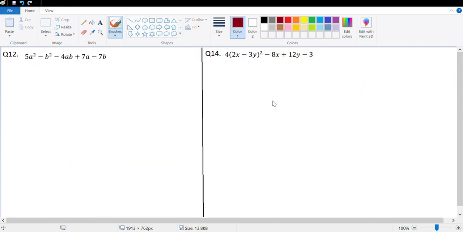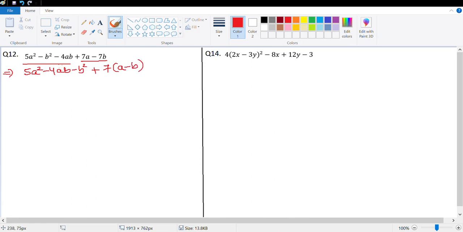The next one that we are doing is question number 12. It says 5a square minus b square minus 4ab plus 7a minus 7b. I notice that these two terms, if I take out 7 common, I should be able to get something. Maybe I should try and split the middle term here. So let's write it as the middle term first. So this is 5a square minus 4ab minus b square. And here let me take 7 common. We are left with a minus b.